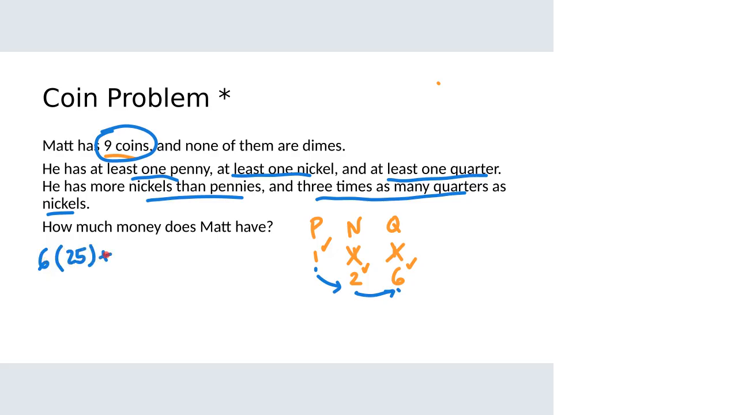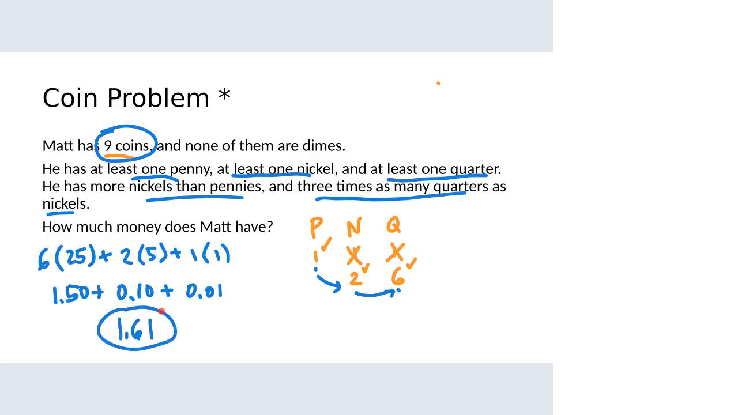We've satisfied all the rules I was given, and we can see that there are 6 quarters plus 2 nickels plus 1 penny. And we'll add those together. Let's see, 6 quarters, that's $1.50. 2 nickels, that's 10 cents. And a penny, 1 cent. Adding those together is $1.61.